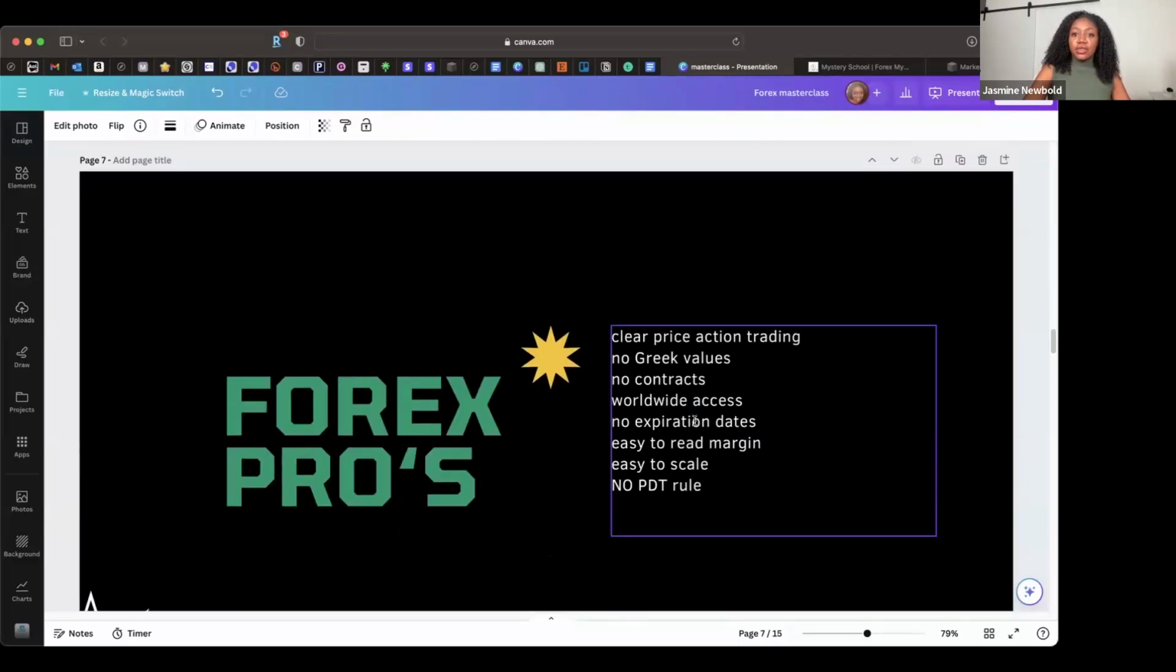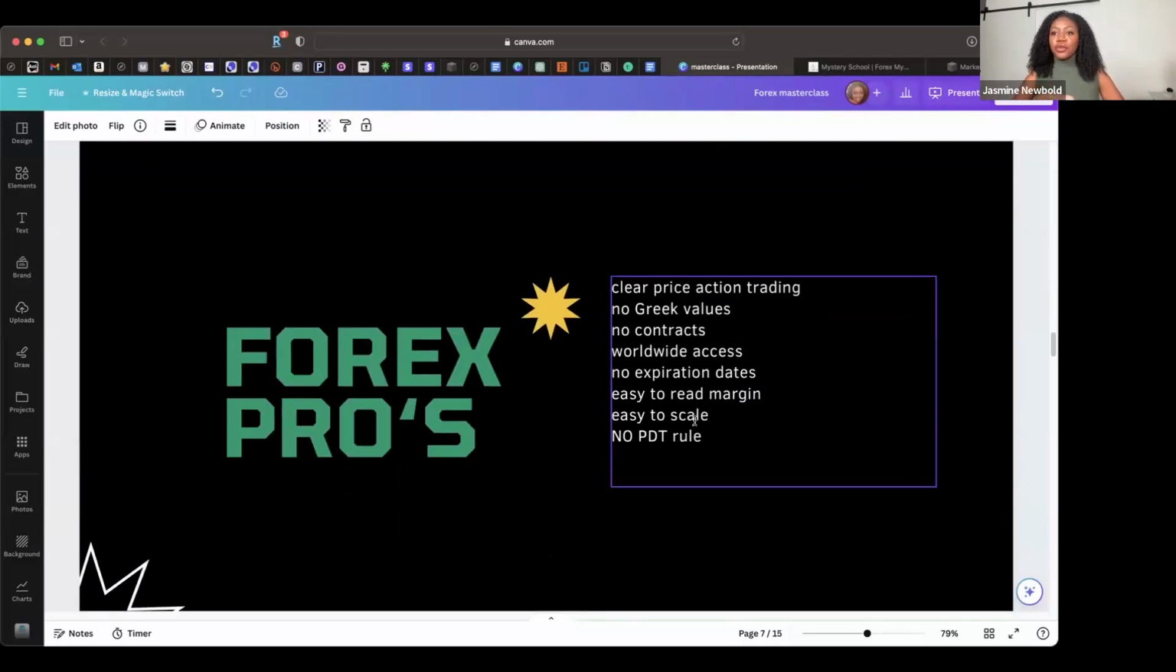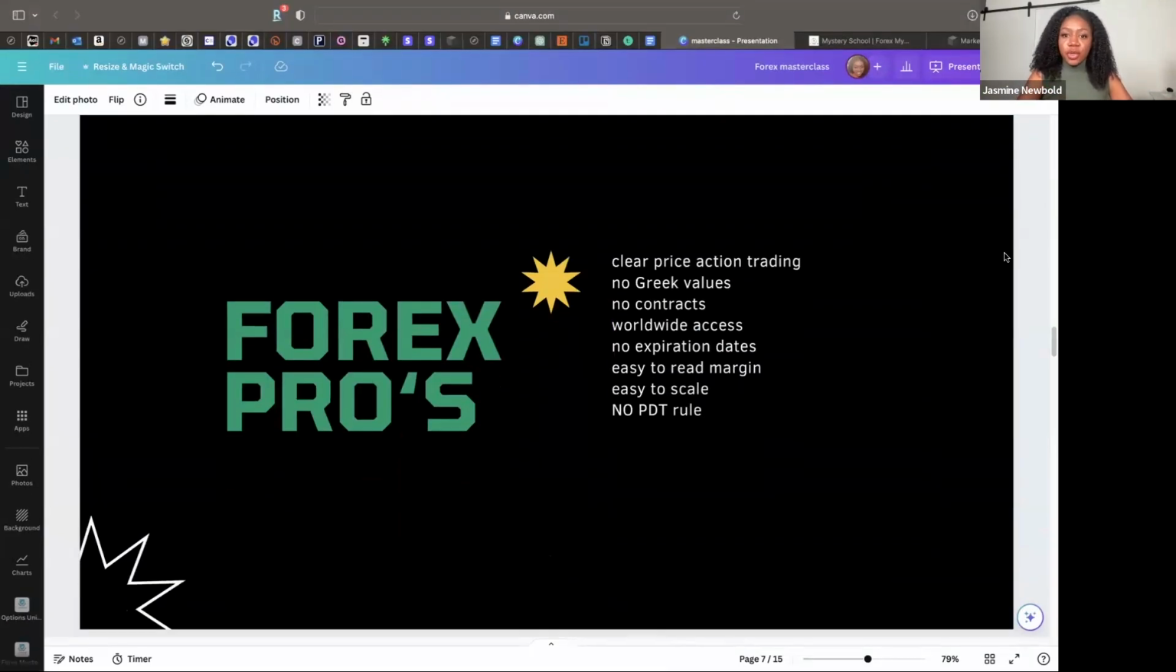Now let's get into the pros and cons of Forex. So, Forex pros: there's clear price action trading. Now with options, you can't necessarily say that. The price of options contracts has so many variables, and you can't look at a chart and see how much the contract is going to be. You can look at a chart, any chart, and know how much it's going to cost you to get in with Forex. There's clear price action trading.